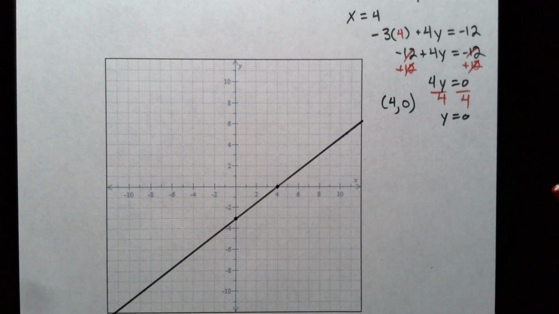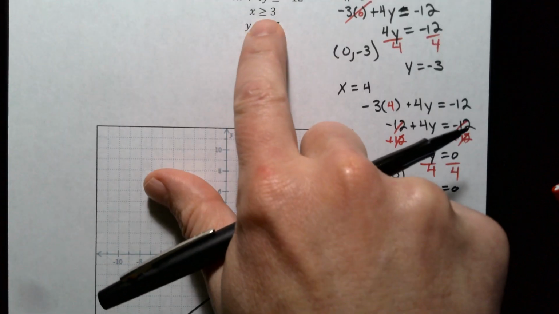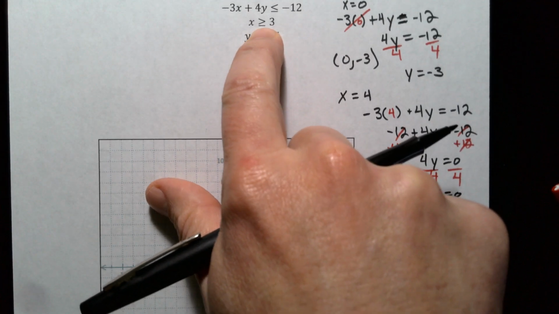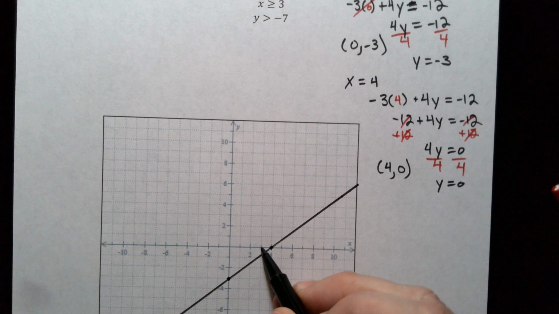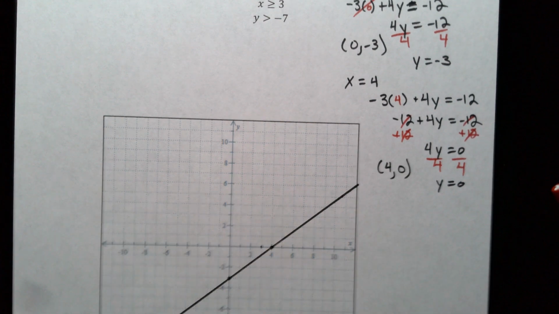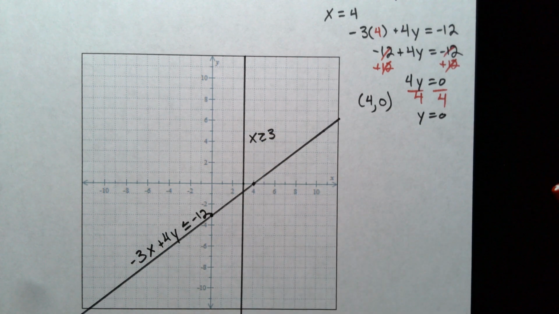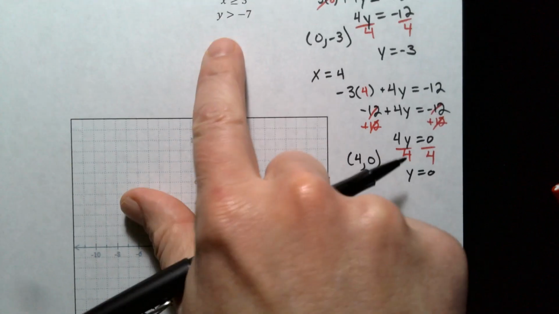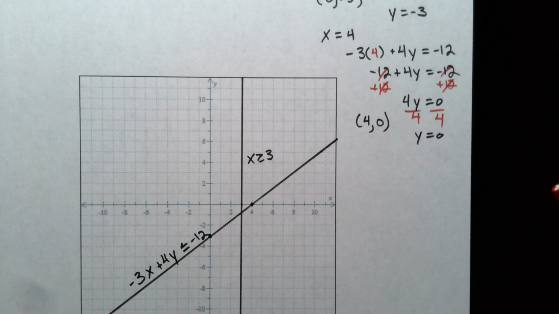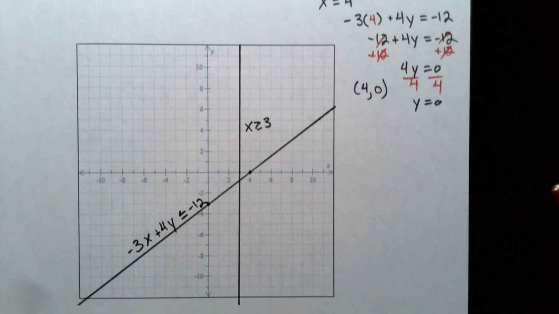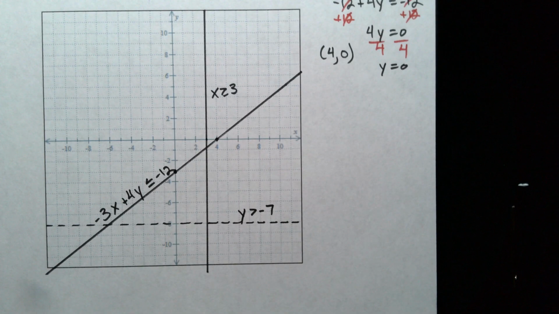Okay, there's that line. Now let's do x is greater than or equal to 3. It's also going to be a solid line, and it's going to go through the point x equals 3 up and down. So let me graph that one. Okay, there's that graph, and I've labeled both of these. And let's do the final one. Y is greater than negative 7. It'll be a dotted line, and it will go through the y, negative 7. So it'll go through right here, and it'll go left and right. So it'll be a horizontal line. Let's graph that, and it'll be dotted. Okay, there's that line. So I have all three of them now labeled.